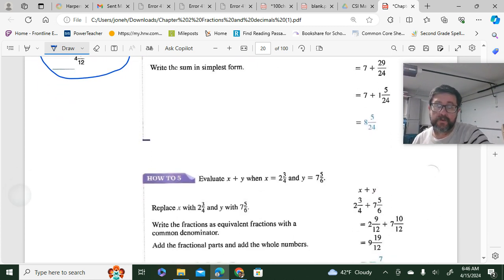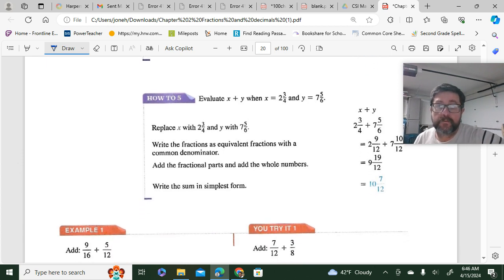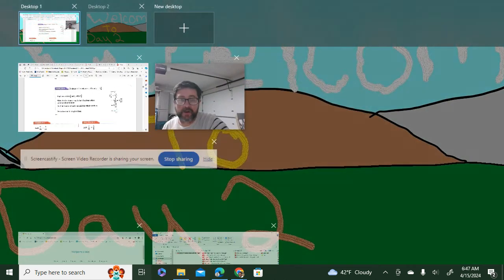Okay, so it says evaluate x plus y when x equals 2 and 3/4 and y equals 7 and 5/8. So just plug those in. When you see x plus y, you just plug this in for x, this in for y, and you can do it all. You have to go back and watch it.